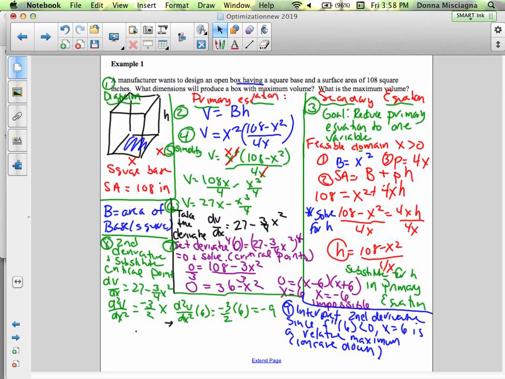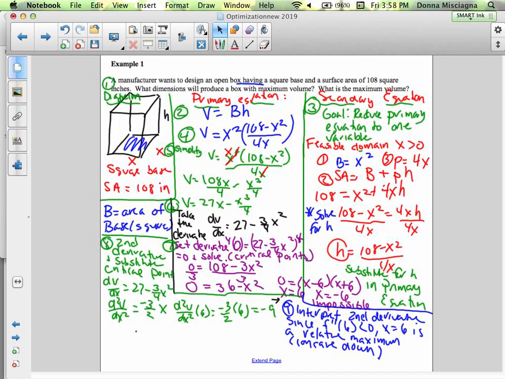So if you plug in 6, you get a negative number. Right? Remember to interpret that. What does that mean if I take the second derivative and I plug in a critical point and get a negative number? Right? So we interpret the second derivative. Since f double prime of 6 is less than 0, x equals 6 is a relative maximum. You've got a concave down function here.